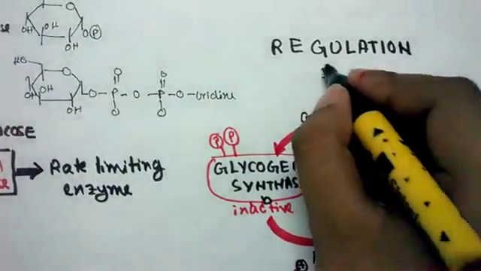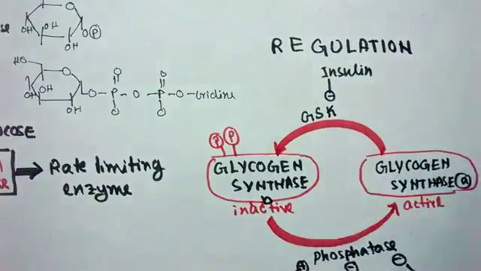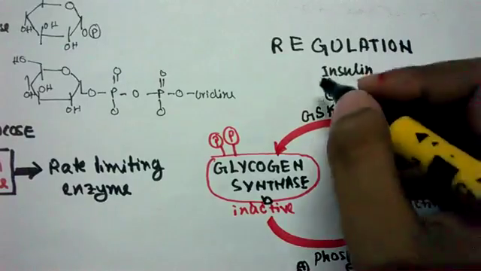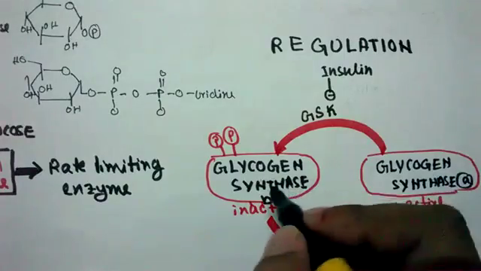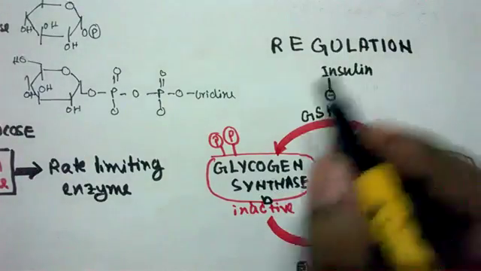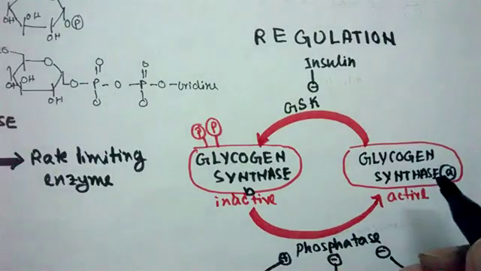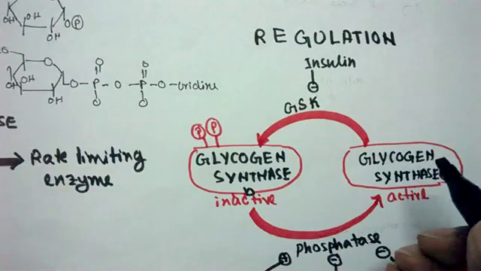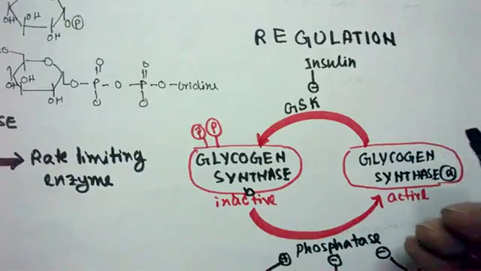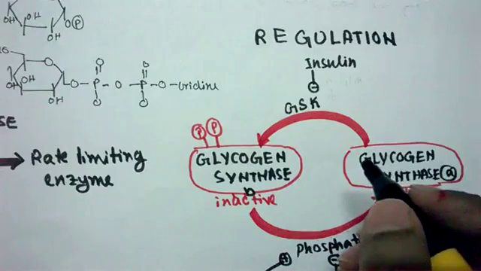So insulin actually inhibits this glycogen synthase kinase, so the active form doesn't get converted into the inactive form. So in the presence of insulin, the glycogen synthase A form, that means the active form, takes part in the reaction, and it ultimately converts glucose into glycogen, so that blood glucose level could be lowered and the glucose could be stored inside our liver for future purposes.